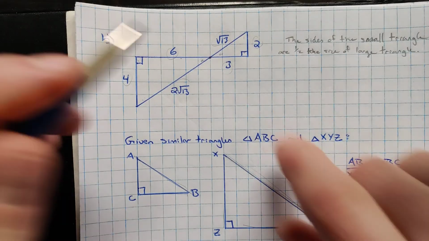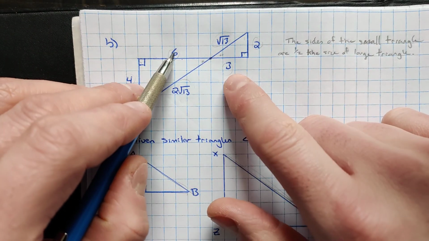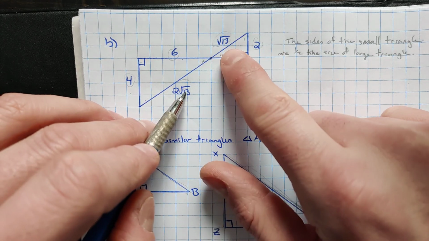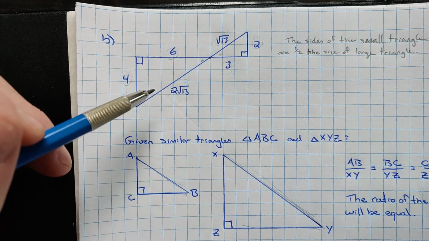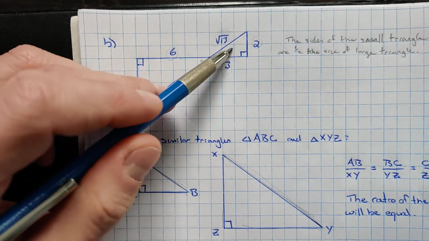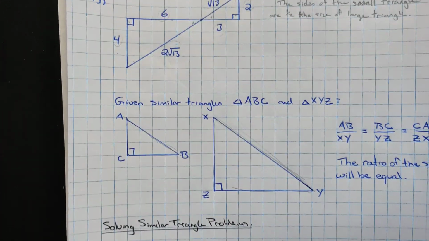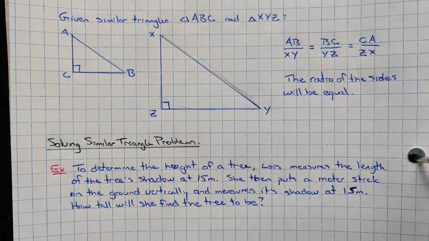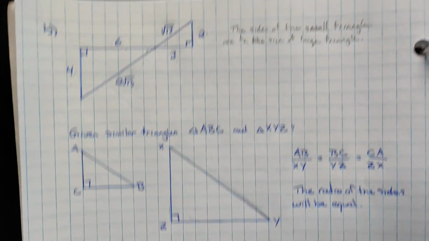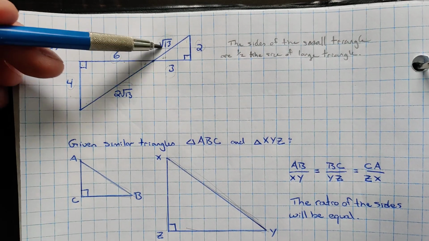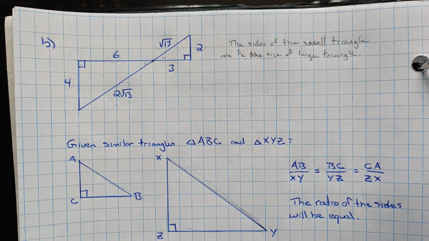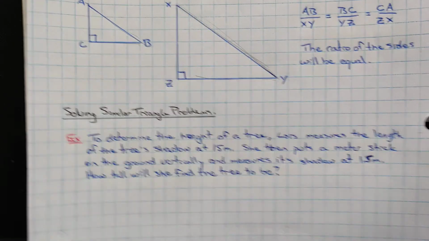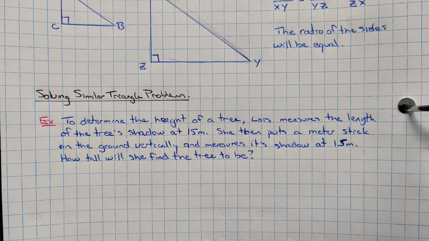And we see that here. We have 6 divided by 3 is 2, 4 divided by 2 is 2, 2 root 13 divided by root 13 is 2. So this here is double that, and so we have that multiple. Here it's the same idea, and we can be multiplying by a fraction, or if we did this the other way and said root 13 divided by 2 root 13, and so on. So we can use this information and knowledge to solve similar triangle problems.